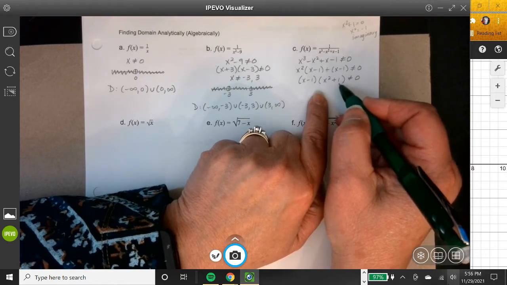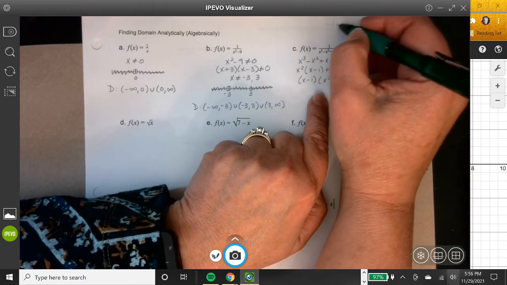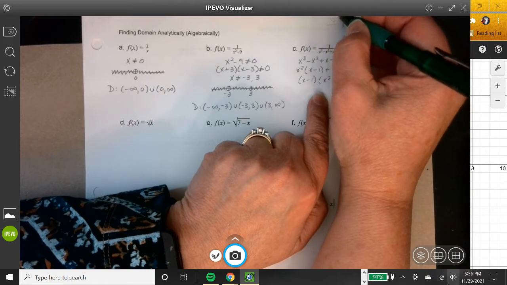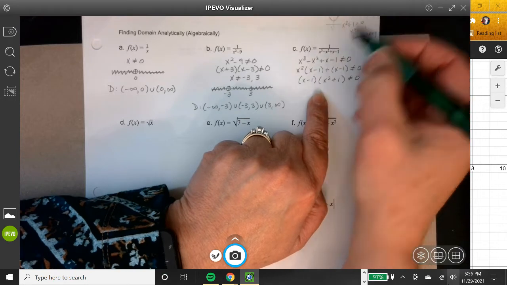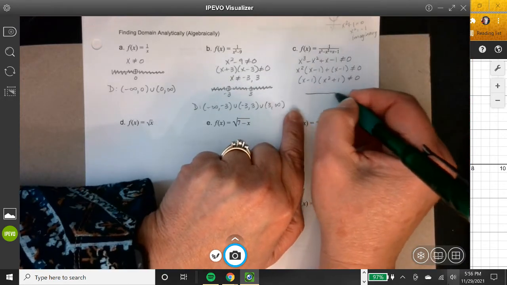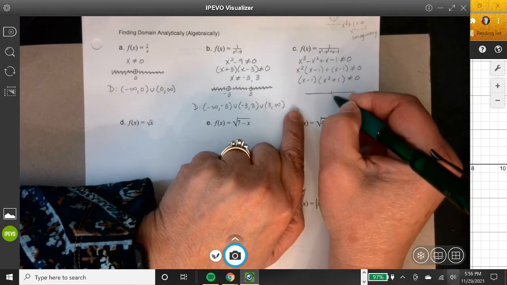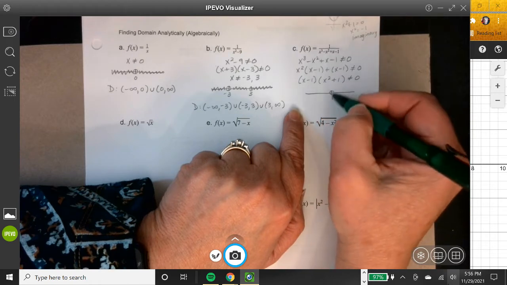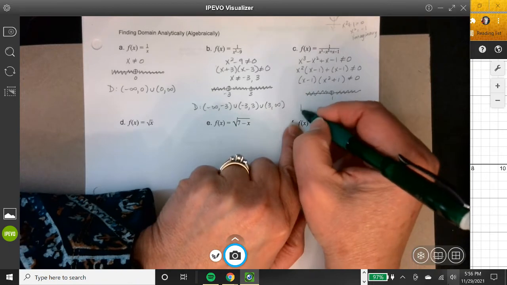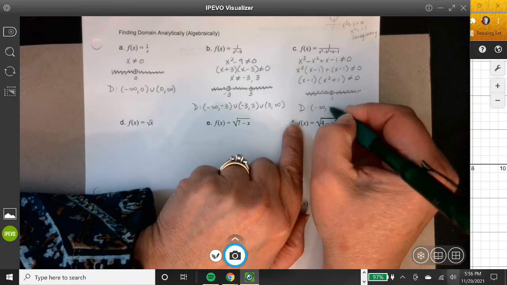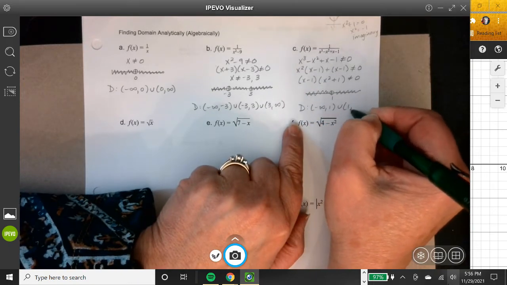And think about it. If you have the curve x squared plus 1, that's a parabola that opens up. Is it ever equal to 0? Well, no, it isn't. All right, so we're going to do a number line. What goes on it? Just the number 1. And then it can be any other number. So my domain here is -infinity to 1 in union with 1 to infinity.